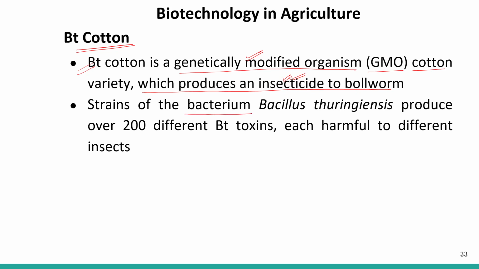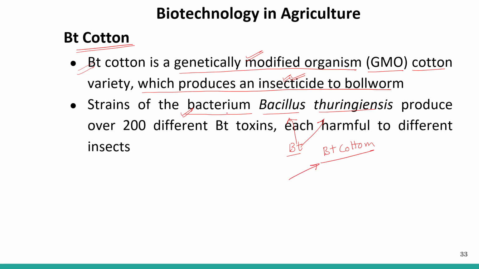Strains of the bacterium Bacillus thuringiensis. This is a particular bacteria, Bacillus thuringiensis, and that initial Bt, B is for Bacillus and T for thuringiensis. According to this particular bacteria, Bt cotton got its name. This variety of cotton got its name.